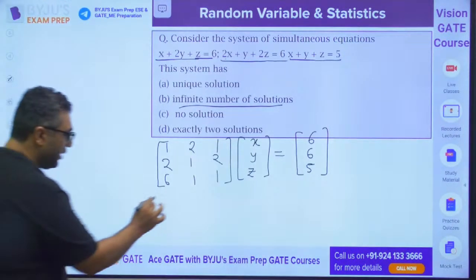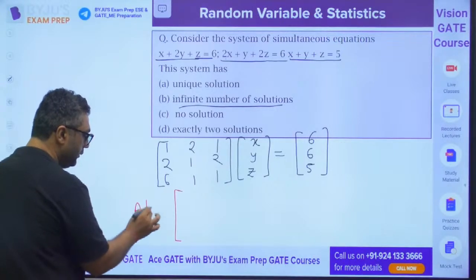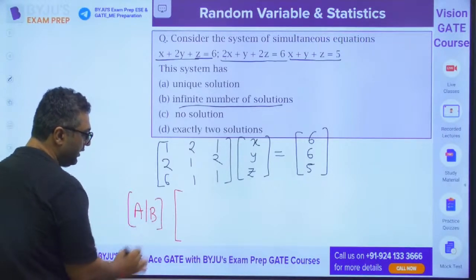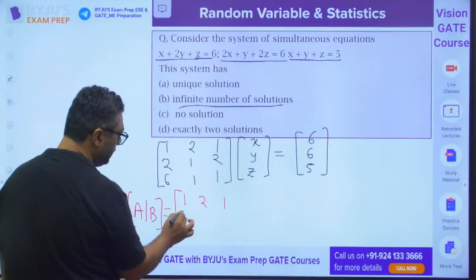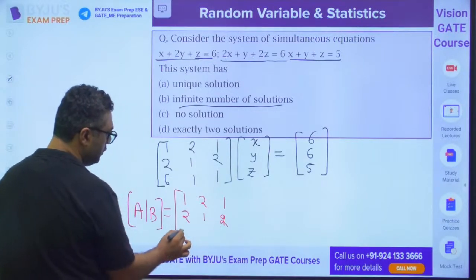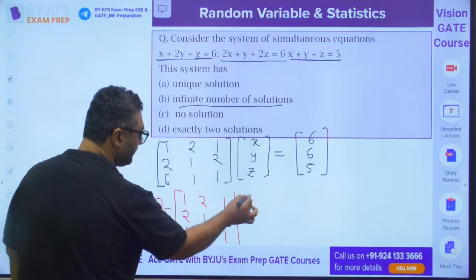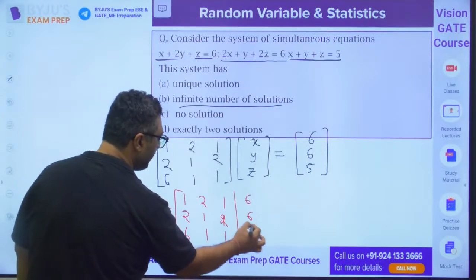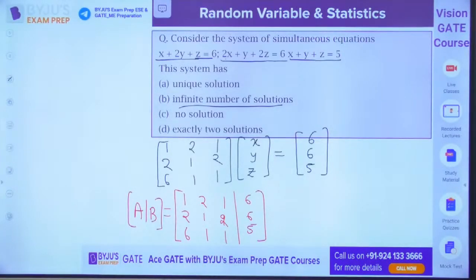So we can write the augmented matrix A, B. What will that be? This is 1, 2, 1, 2, 1, 2, 6, 1, 1. Here you have 6, 6, 5. Is it correct?